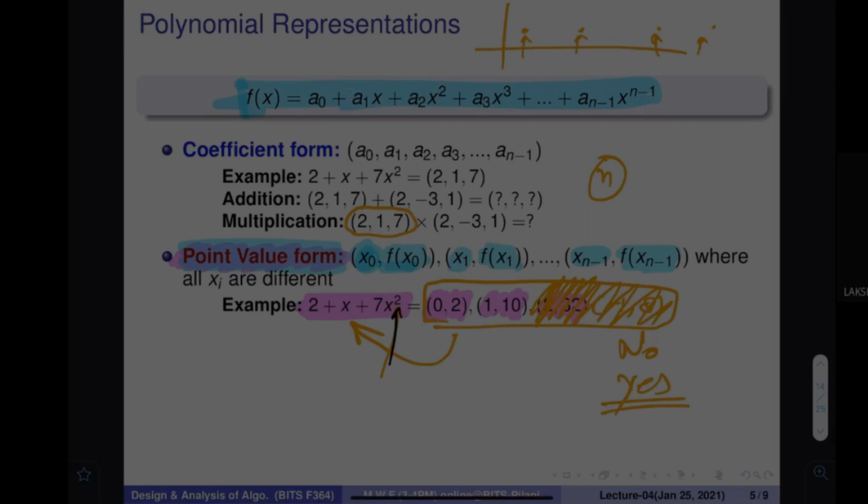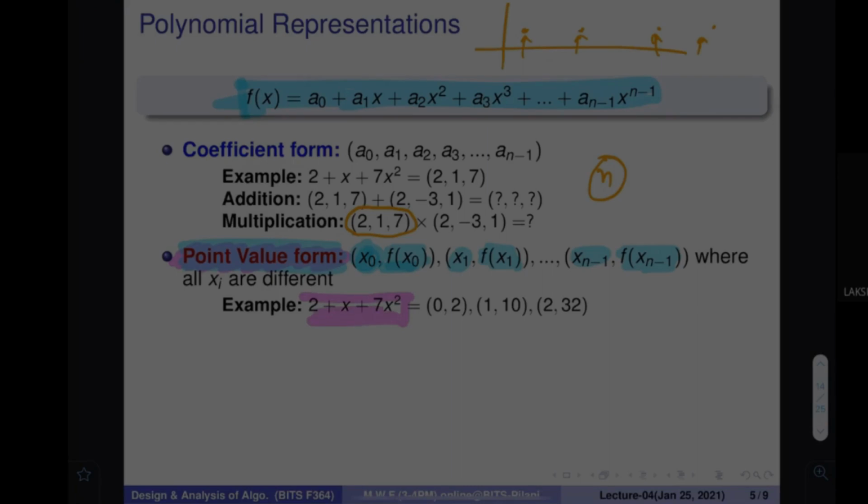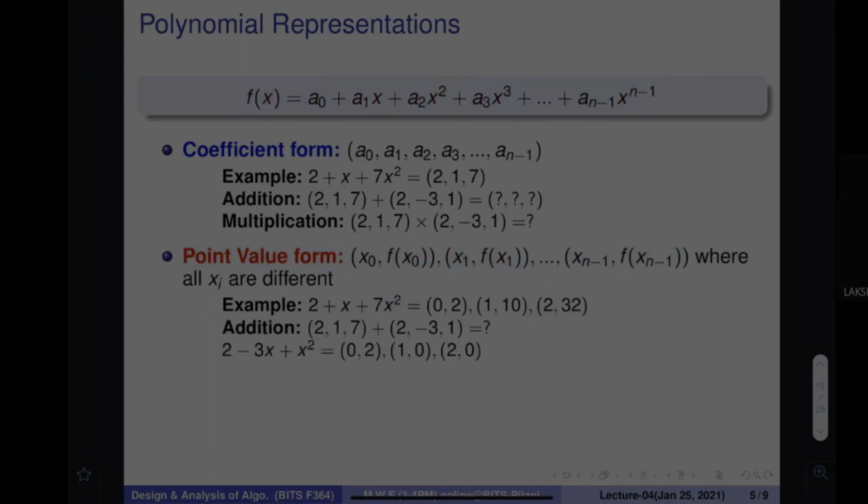Make sense? Okay, because you are generating these values with the help of this polynomial, and this polynomial is not changing, therefore the things are not going to change. Make sense? Okay, so again let us find out how you can do the addition and subtraction over here.